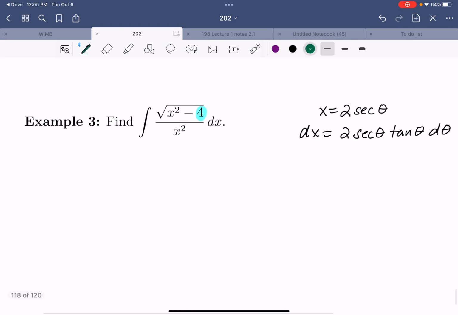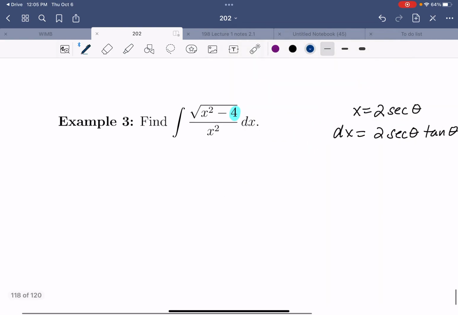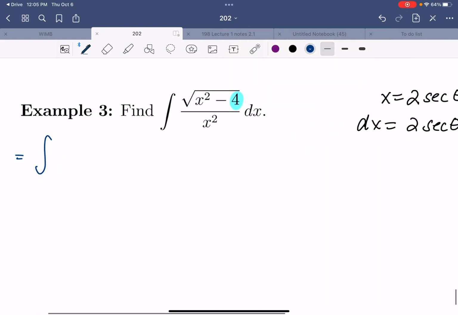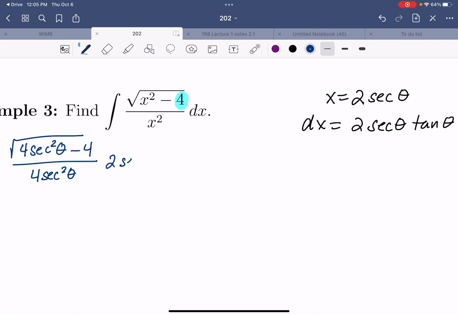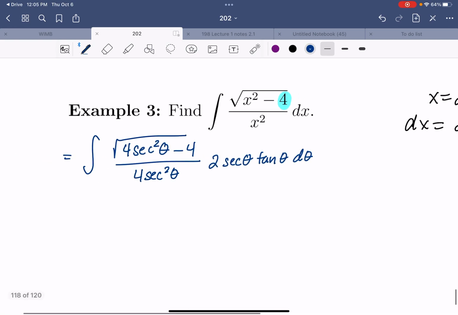So that when we make this substitution, this becomes the integral of, let's see, square root of x squared is going to be 4 secant squared theta minus 4. And the x squared in the bottom is 4 secant squared theta. And our dx is 2 secant theta tangent theta, d theta. Okay. All right, let's see what we can clean up here. Let's take our 2, which is in the numerator, and our 4, which is in the denominator, out front. So that's going to reduce to 1/2. One of the secants can go ahead and cancel. So this secant and one of those can go.